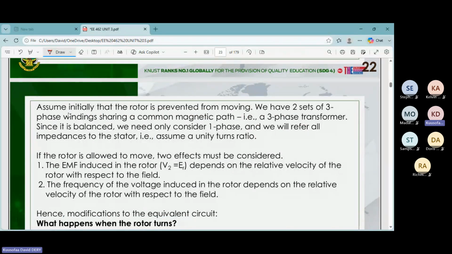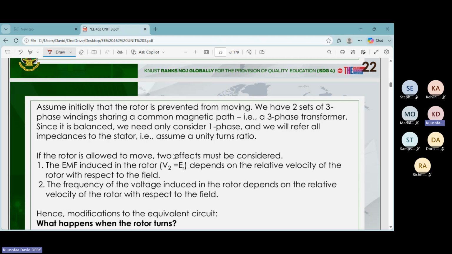So assume initially that the rotor is prevented from moving. That is what we've looked at. So we have two sets of three-phase windings sharing a common magnetic path, similar to the three-phase transformer. Since it is balanced, we need to only consider one phase, and we'll refer all impedances to the stator side and assume a unity turns ratio.